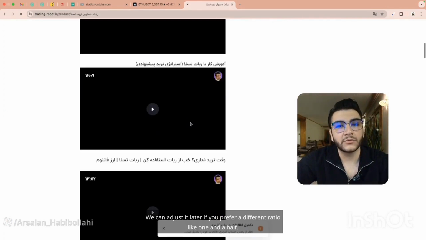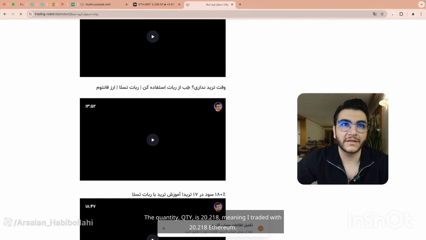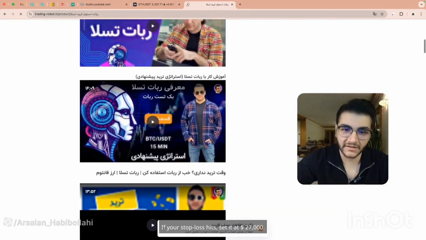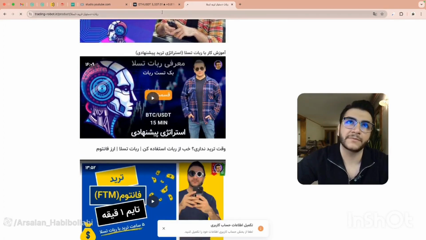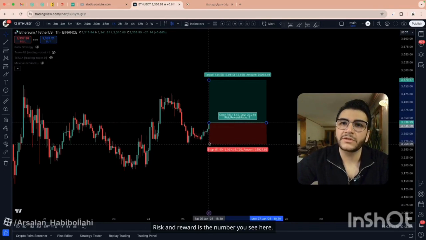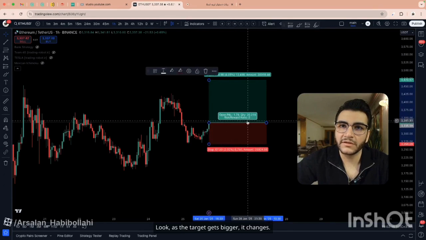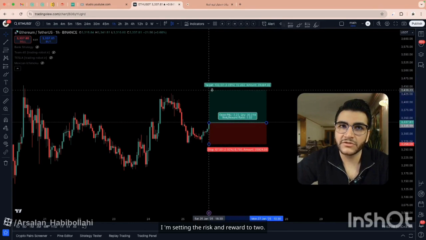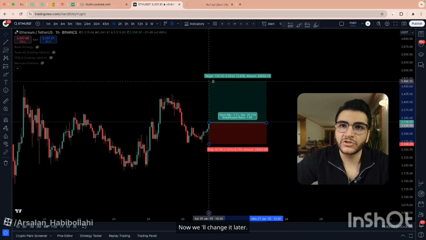The quantity is 20.218, meaning I traded with 20.218 Ethereum. If your stop loss hits, your account will be $27,000. This is my stop loss here. Put your stop loss wherever you like. Risk and reward is the number you see here. It's 2. Look, as the target gets bigger, it changes. I'm setting the risk and reward to 2. Now we'll change it later.